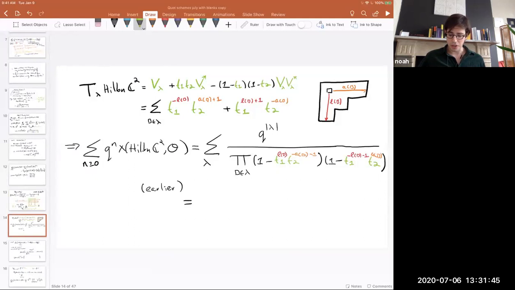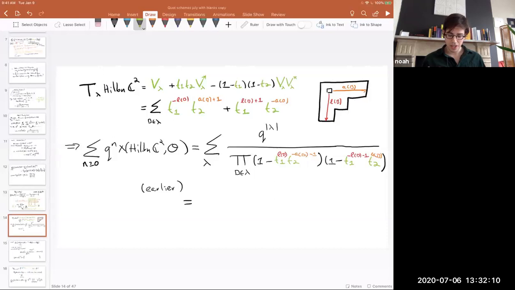So for any box, the arm length is the number of boxes I have to walk to the right to get to the edge of the diagram. The leg length is the number of boxes I have to walk down to get to the bottom of the diagram. And I can record my tangent character as a sum in terms of these arm and leg lengths. And once I have that, I know my tangent weights, I can feed those into the localization expression to get an answer.